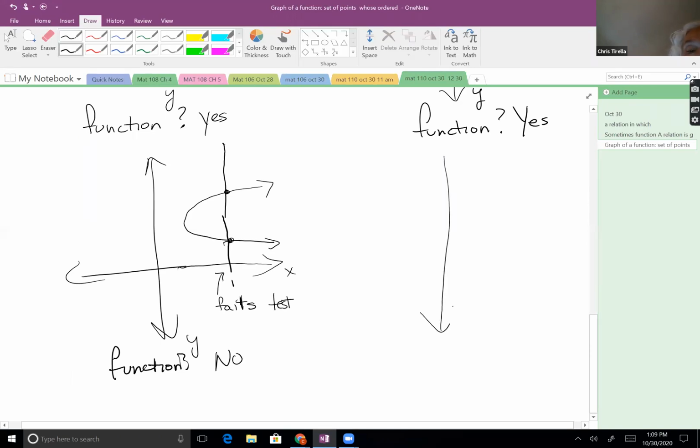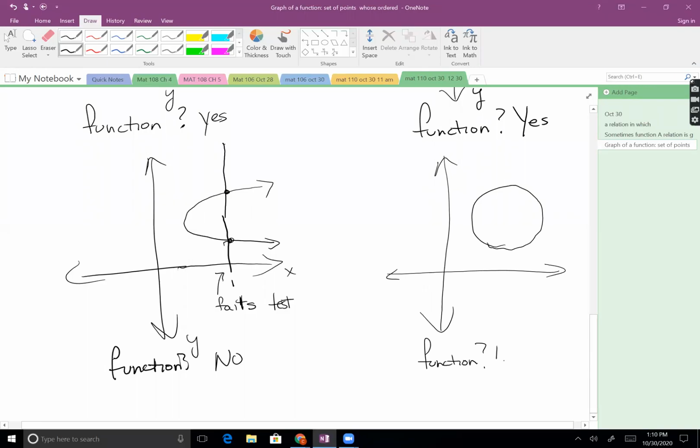And one last example. Later in the semester, we'll look at graphing circles. And if I graphed a circle, would this be a function? No. Because again, as long as I can draw at least one vertical line that intersects it more than once, we're going to fail the test.